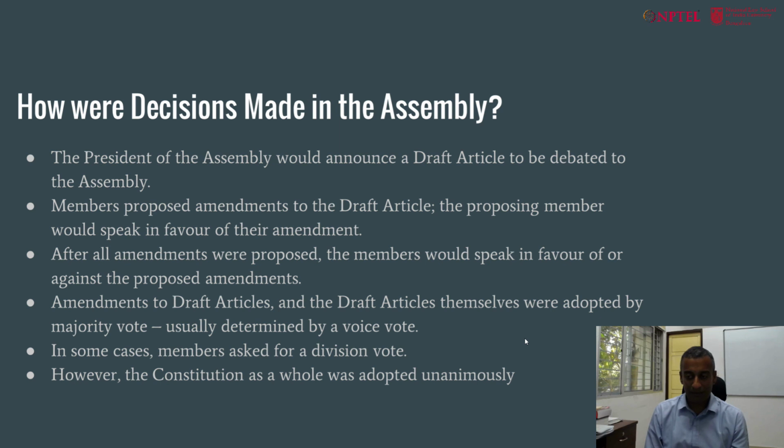The Constituent Assembly debates reveal that there are occasions when members asked for a division vote and those division votes were recorded. Once the individual articles are crystallized through this deliberative and voting process, the Constitution is put together in a consolidated form. But this consolidated Constitution of India 1950, as I mentioned earlier, was adopted by the Assembly in full. So the entire Constitution was adopted, and adopted without dissent.